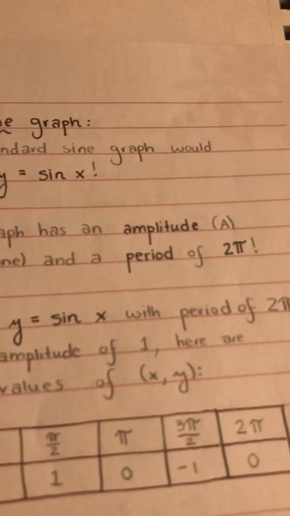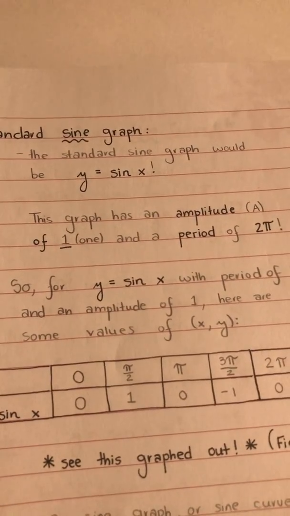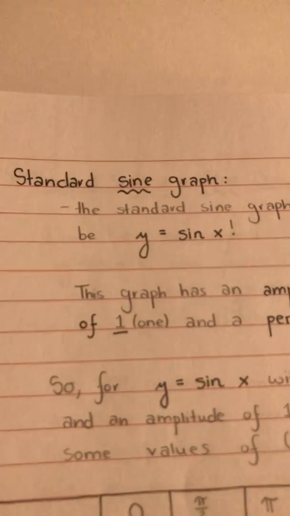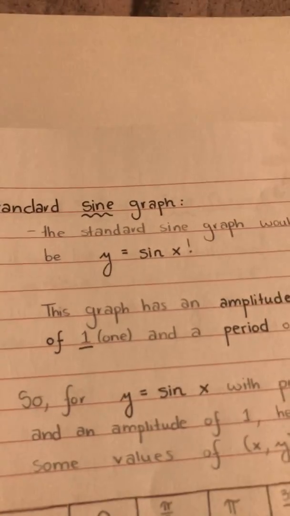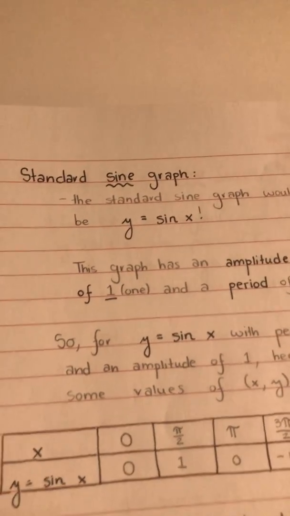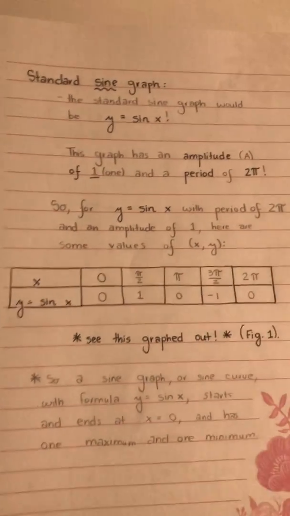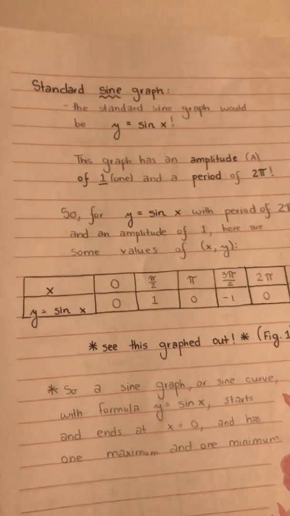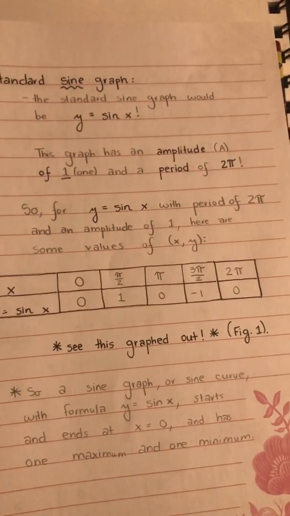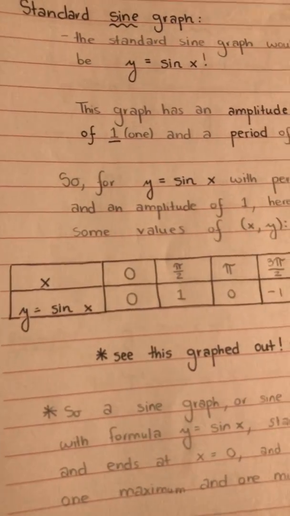As we can see here, a period of 2 pi is standard, and we're also going to have an amplitude of 1. So when the sine curve says y equals sine of x, we're going to have an implied 1 in front of the sine. The amplitude means that we're going to have a range of 1 and -1. So some values of x and y of y equals sine of x include this right here.